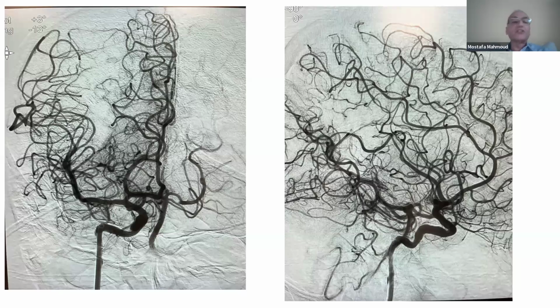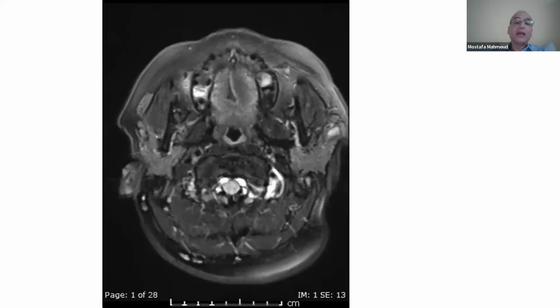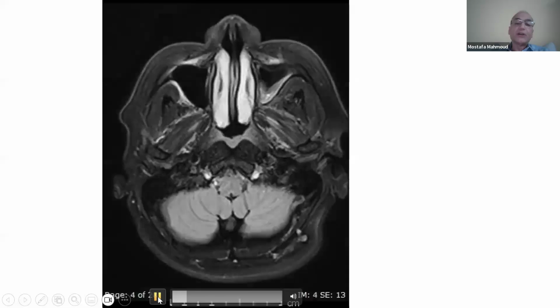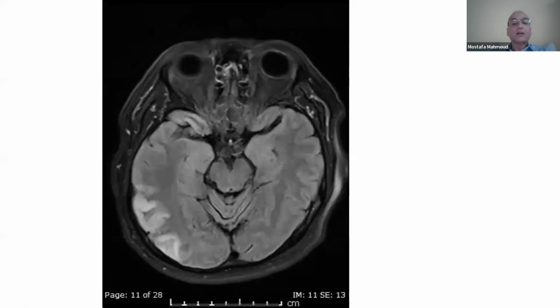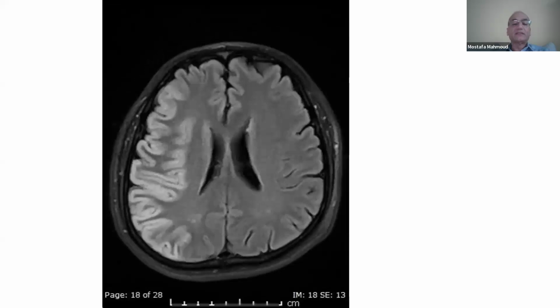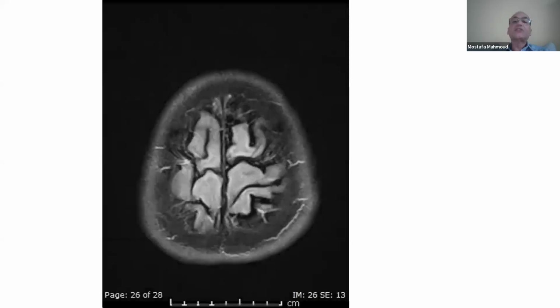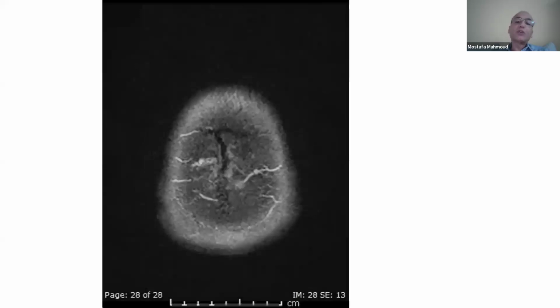So here is the final result, AP and lateral view, and here is the 24 hours MRI. Look at this. What is that? It's a cortical laminar necrosis, where the insult touched the gray matter and spared the white matter. It is a cortical laminar necrosis affecting just the cortex.